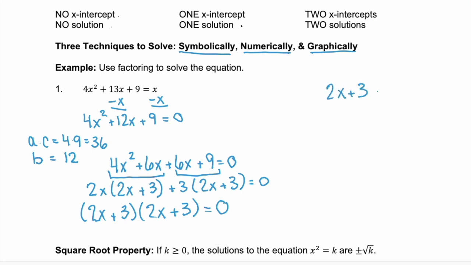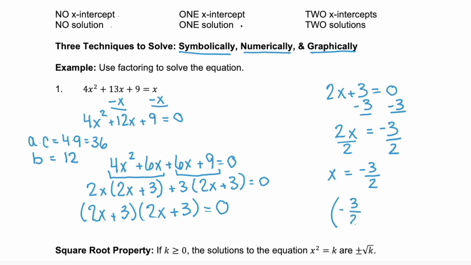2x plus 3 equals 0. And now we just solve for x. Subtract 3 from both sides, and we have 2x equals negative 3. And divide by 2. So x equals negative 3/2 is our solution. And remember, a solution is an x-intercept. So it's really the point negative 3/2, 0.